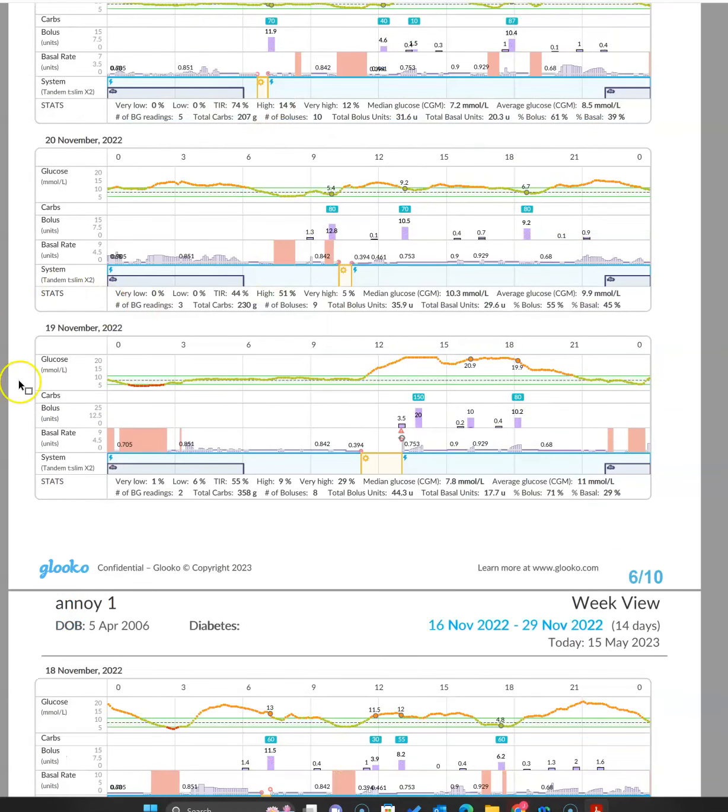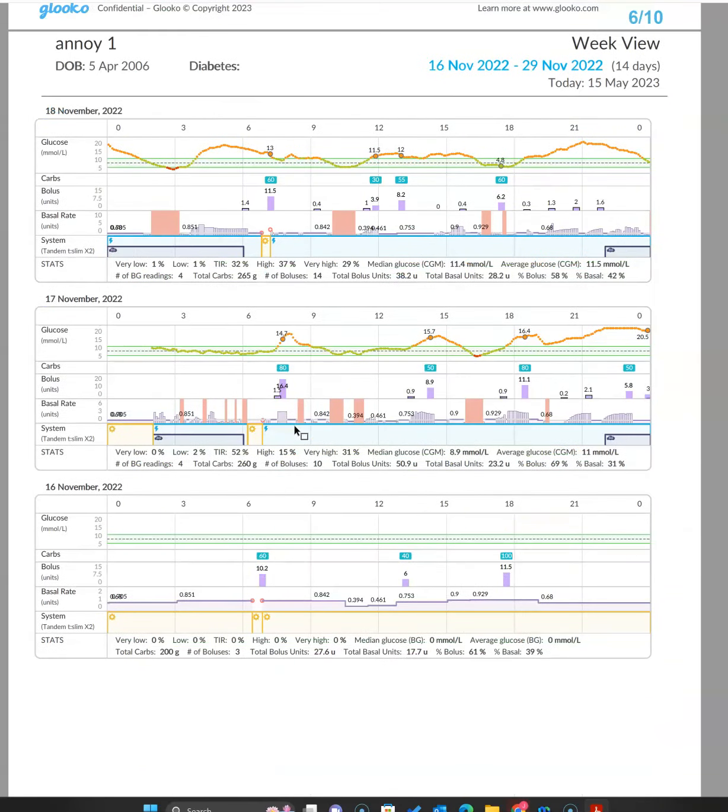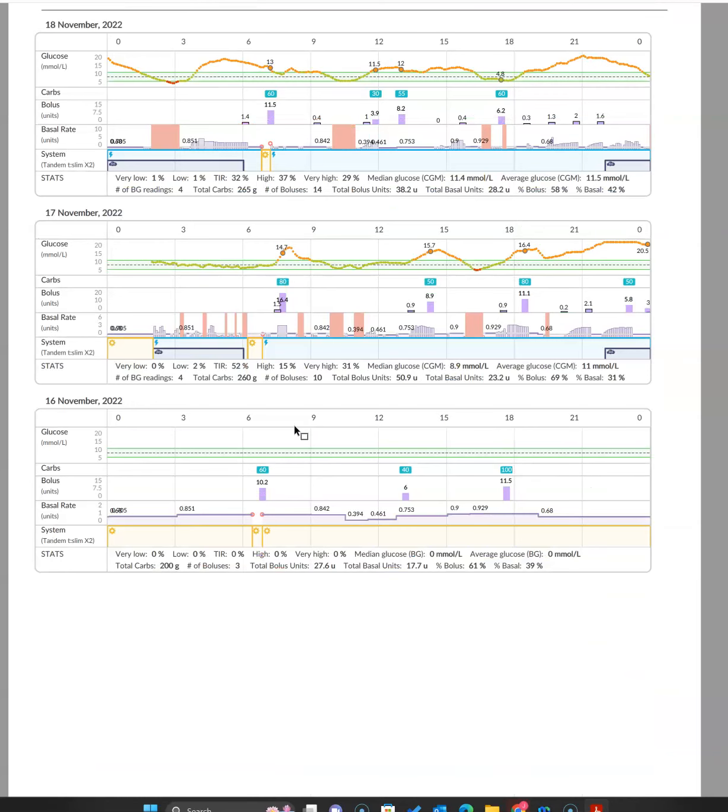And again, here you've got a couple of episodes where there's something obviously been eaten here and there's no insulin, presumably. There's only 2 boluses on that day. Has that person only eaten twice that day? Maybe, maybe not. We'll get a feel for that.